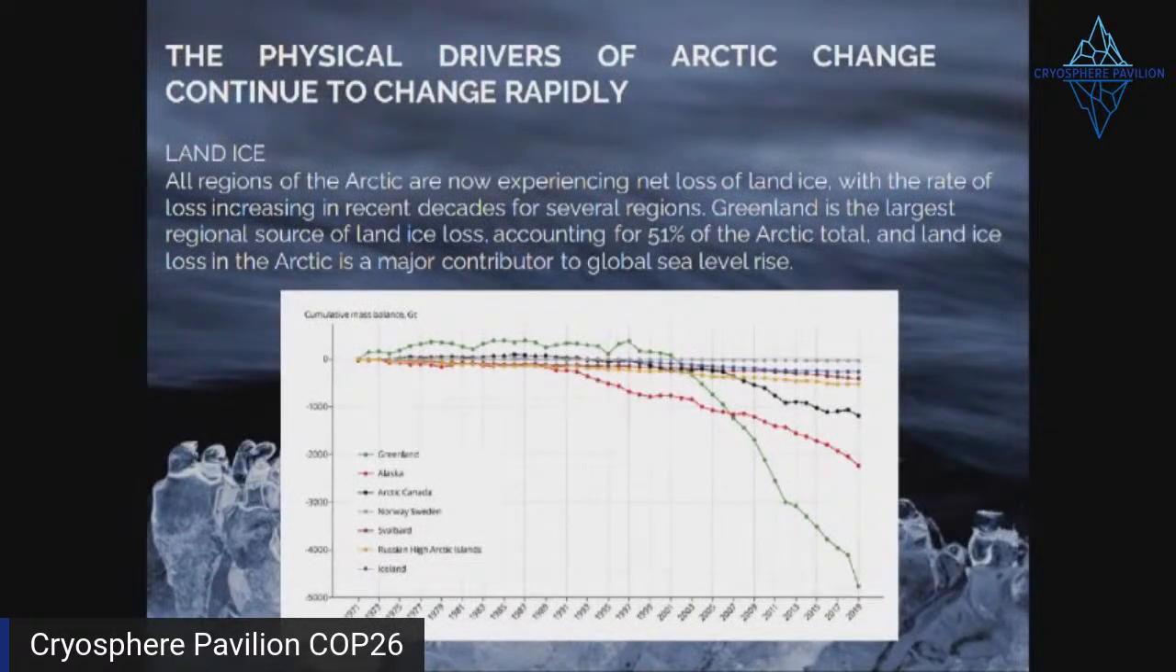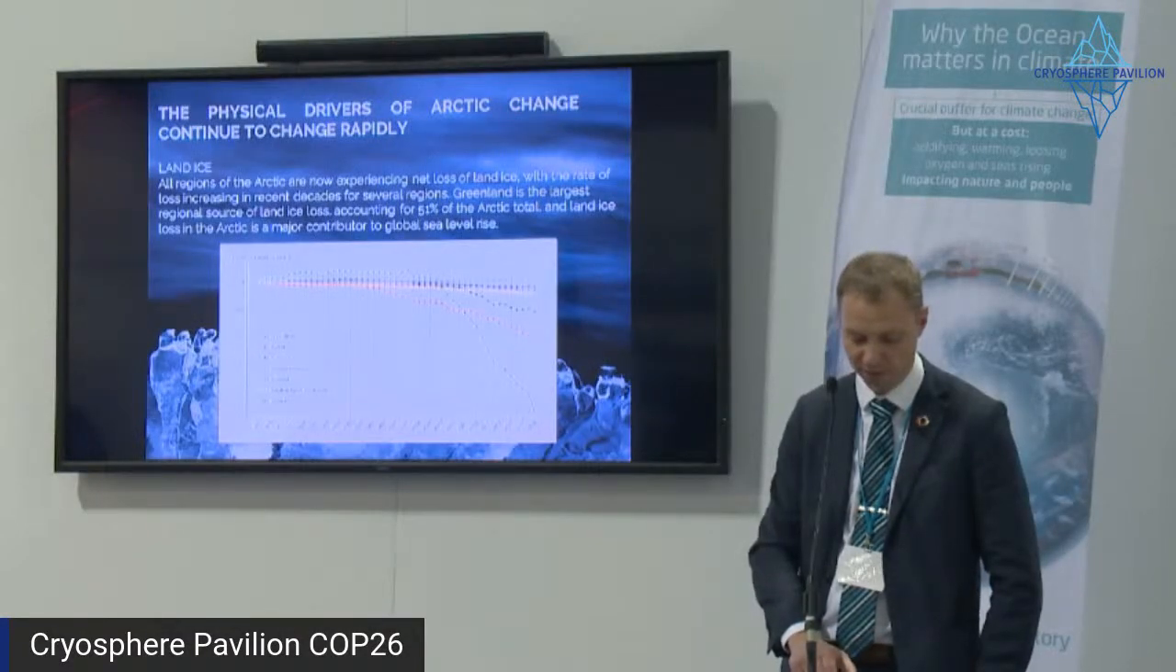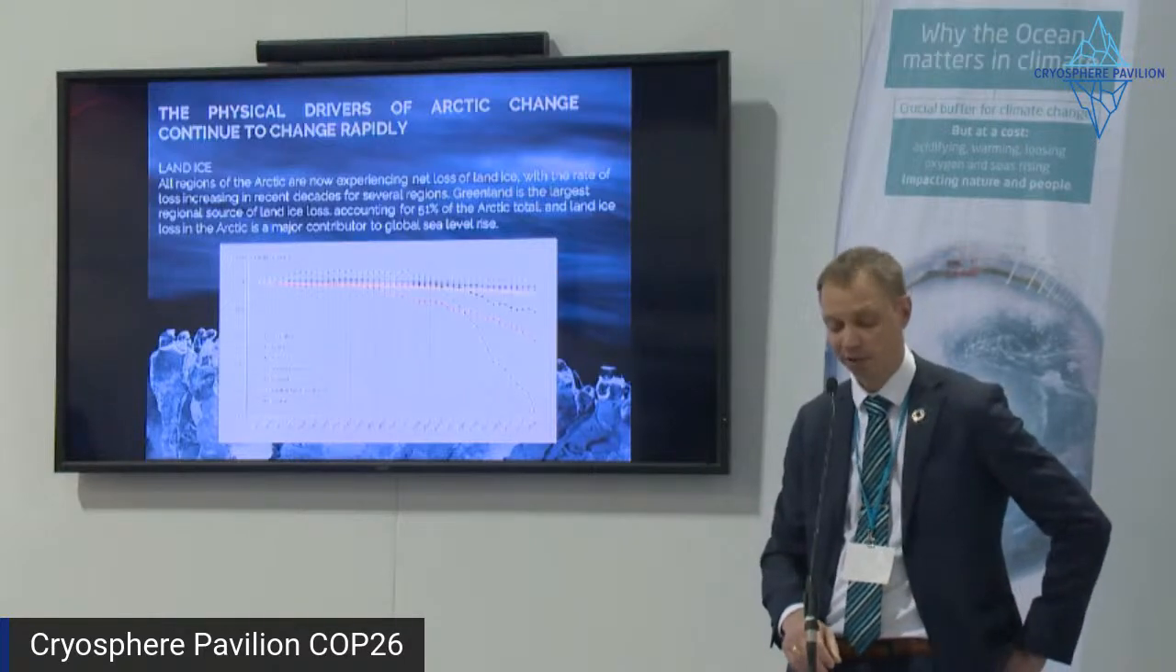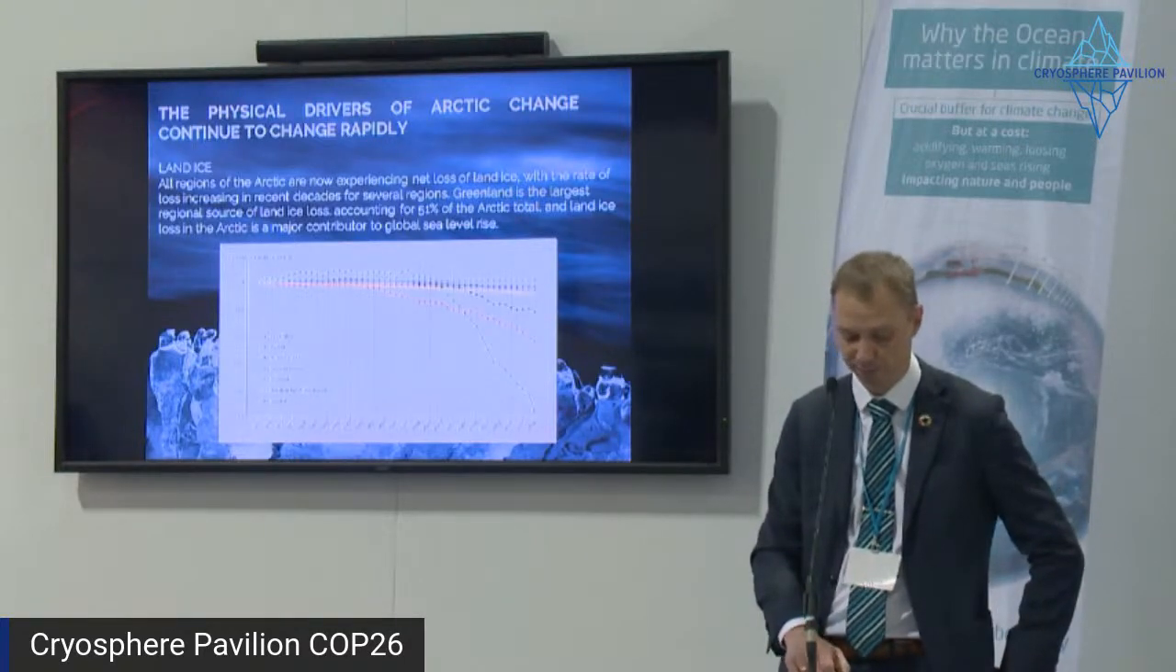Likewise, if you're looking at land ice, and in particular glaciers, there's been a rapid decrease in the mass balance of glaciers. In particular, when it comes to Greenland, as this green line shows, from 2001 it's been a negative mass balance, and about 5,000 gigatons of ice have disappeared. And as I say, the Greenland ice loss contributes about 50% of the Arctic total.